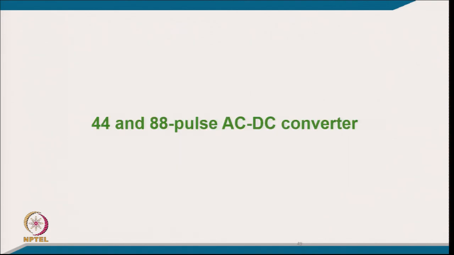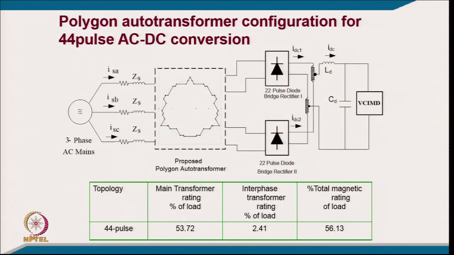Now, coming to another set of non-conventional multipulse converters, the 44 and 88 pulse converters. Here we convert the 3 phase input supply with the help of a polygon auto-connected transformer. We convert 3 phase supply into 11 phase supply. Initially, for getting a typical 40 pulse, we converted 3 phase to 5 phase. For a typical 56 pulse, we converted 3 phase to 7 phase, and here we are converting 3 phase to 2 sets of 11 phase.